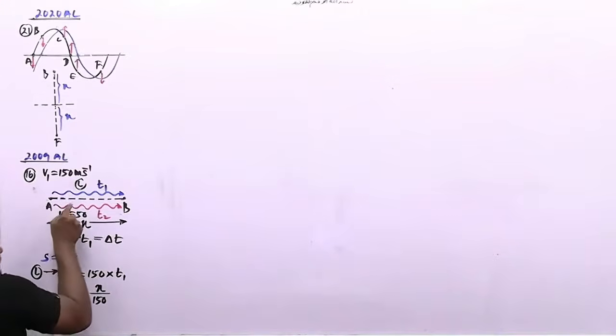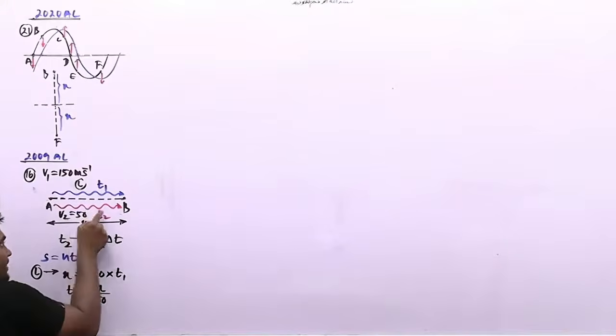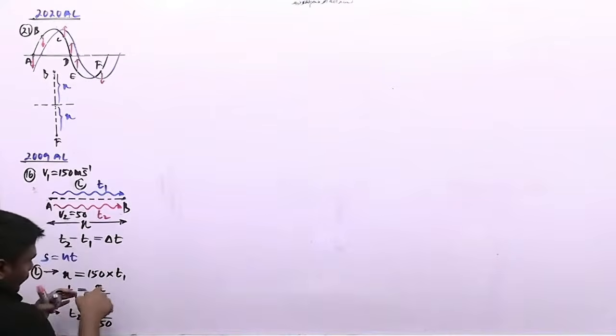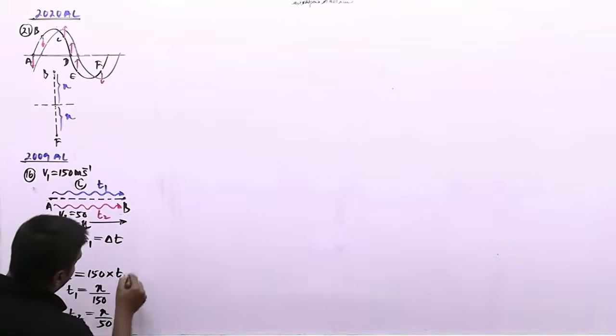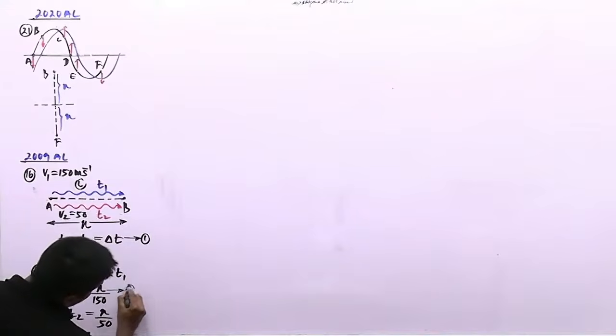the distance traveled by the transverse wave from A to B is simple x. Speed is 50. Time taken by the transverse wave is how much? Simple t2. And then simple t2 is going to be x over 50. So x over 150 is t1, x over 50 is t2. Substitute here. You want to find the simple x? You can easily find simple x now. This is why equation 1, equation 2, and then equation 3.